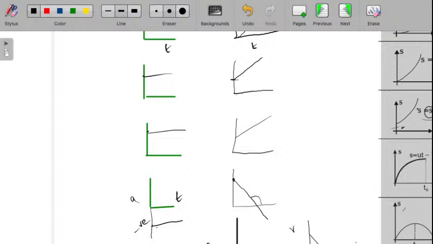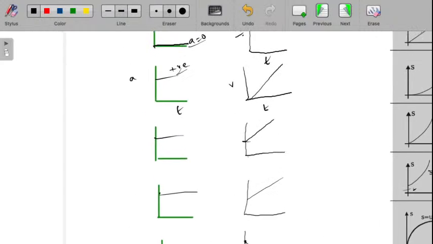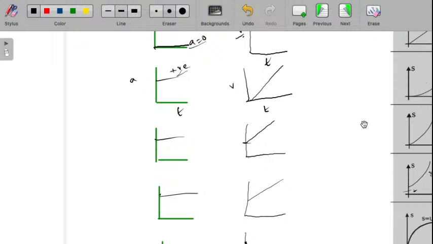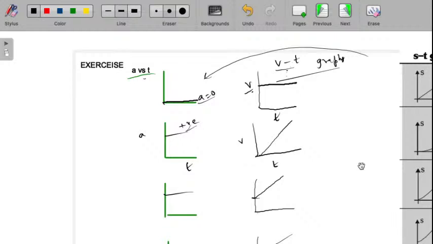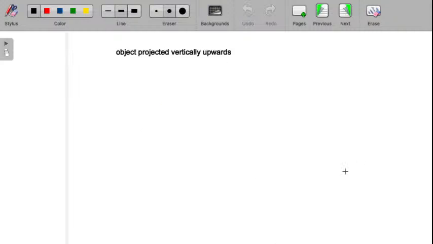This is a very valuable and very useful thing for the mains. A lot of questions in mains are about graphs, and we'll understand that all these basically represent one kind of motion, for example, an object projected vertically upwards. We'll find that these graphs more or less correspond to this motion, because we know that acceleration due to gravity is a constant value.